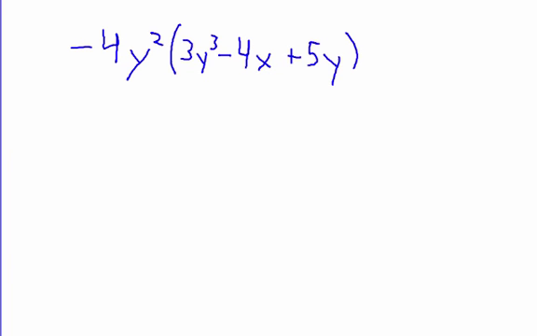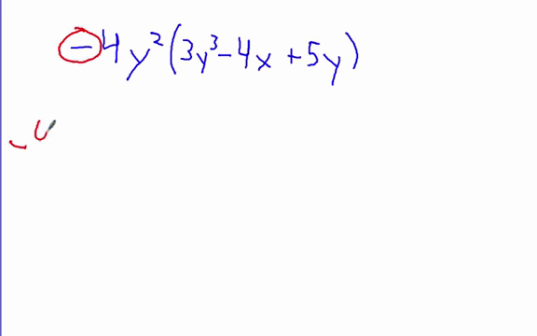So here we've got negative 4y squared times 3y cubed minus 4x plus 5y. Now we're going to do this exactly the same way. The only tricky part is we have to focus on this negative sign here. You're going to have to be very careful about what happens to everything inside here based on this negative. So we're going to use our distributive property.